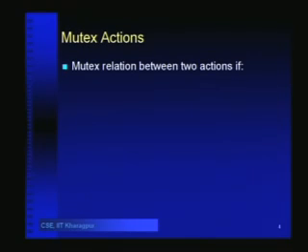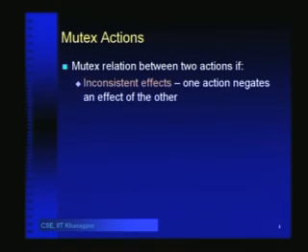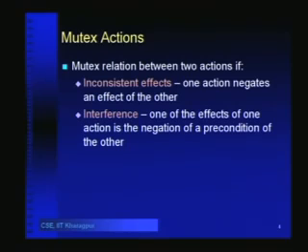So, to summarize what we have discussed so far, mutex relation exists between two actions if one action negates the effect of the other, like one is producing half cake and the other is producing not half cake. So, these two actions are obviously mutually exclusive actions. Then interference: one of the effects of one action is the negation of a precondition of the other, right. For example, eat cake produces not half cake, so the persistence of half cake will conflict with this. Anything which requires half cake will conflict with this.